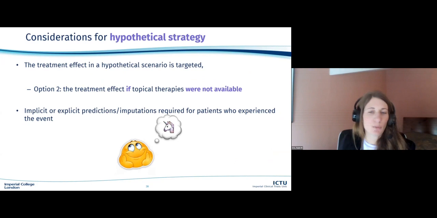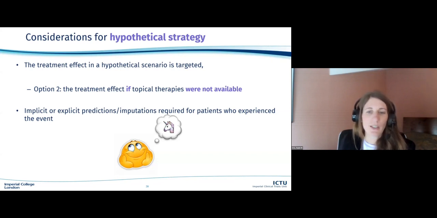So this one seeks to look beyond what was observed, and it targets the treatment effect in a hypothetical scenario. So applied to the topical therapies in the eczema trial, this could consider the treatment effect if topical therapies were not available. So the "if" is a small but critical word here. So here we're doing something differently because of the intercurrent event's occurrence. And although some patients will have experienced using topical therapies, we essentially imagine this didn't happen for all the patients, and we want to know how the treatment performed in that imaginary scenario.